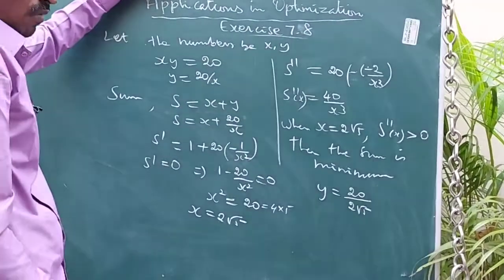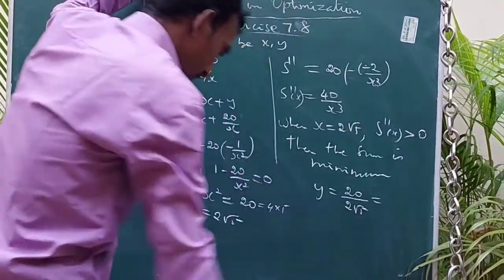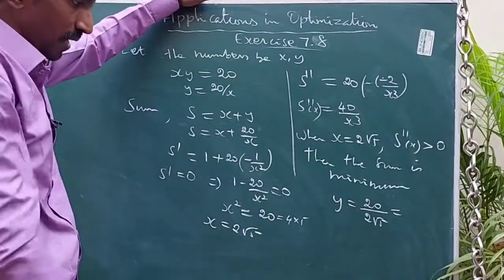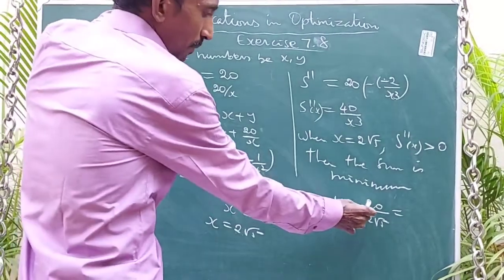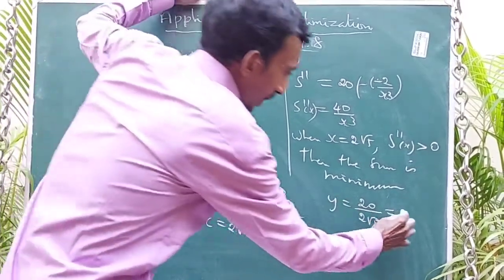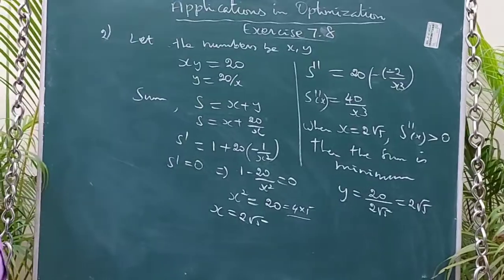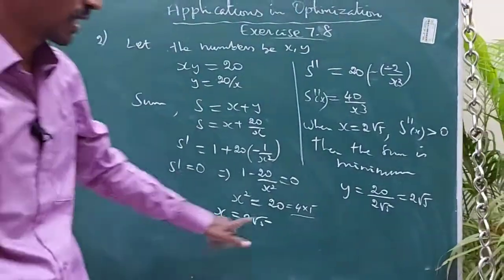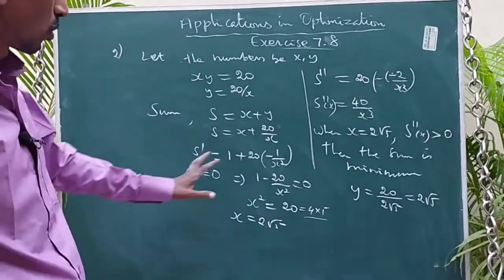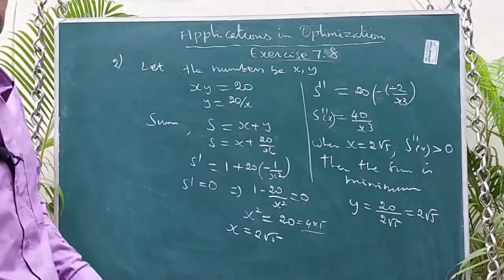If we cancel, again we are getting y equal to the same 2 root 5. 20 can be written as 4 into 5, again we are getting 2 into root 5. So the two positive numbers are 2 root 5 comma 2 root 5. Finally write down the answer. The two positive numbers are 2 root 5 comma 2 root 5.